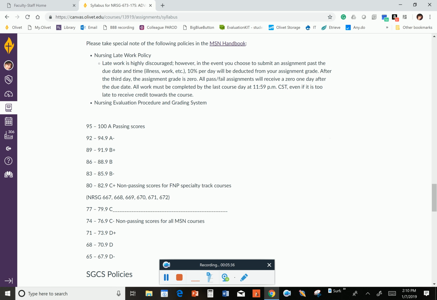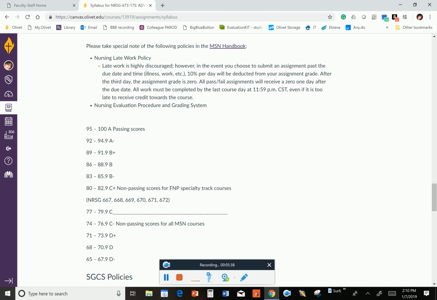The late work policy: we greatly discourage work being turned in late. And I know that this can be challenging. We're all working. Many of us have families. Sometimes the time gets away from us. My recommendation to you is to stay as far ahead in the coursework as possible. Do not wait until the last minute to begin your assignments, or that is predictive of failure.